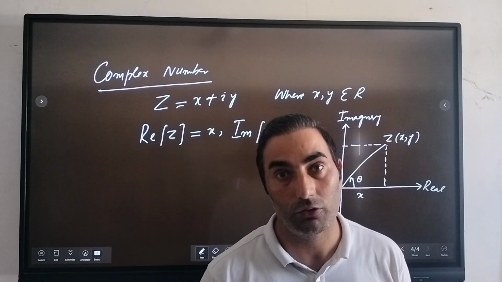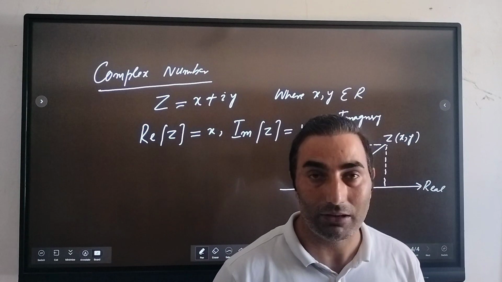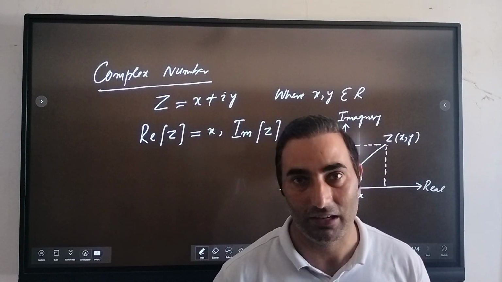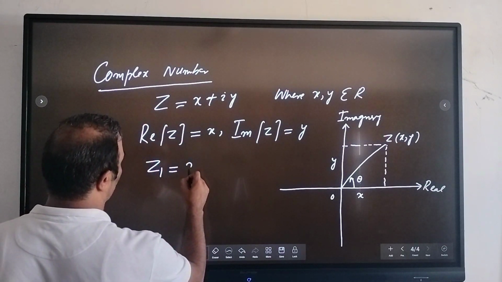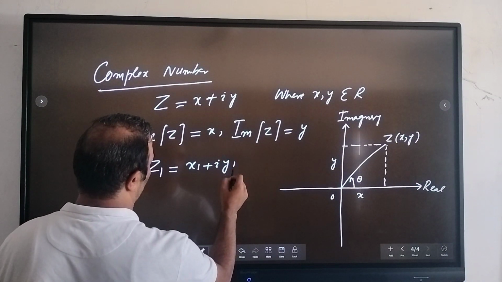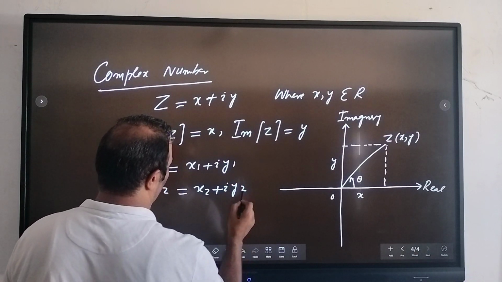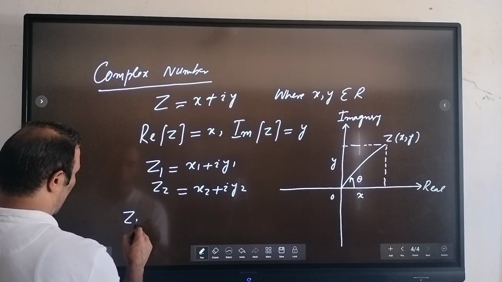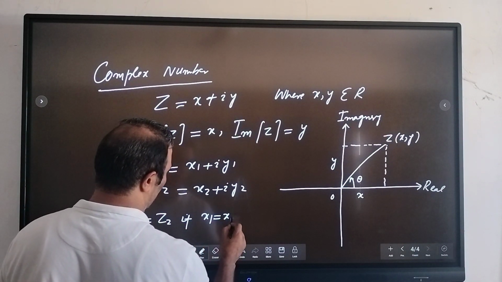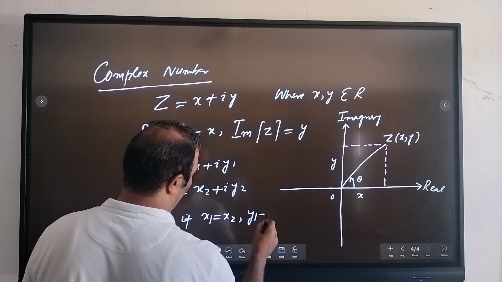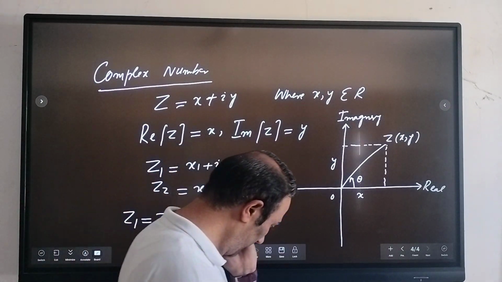Now, if we have two complex numbers z1 and z2, right? Then z1 will be equal to z2 if their corresponding real and imaginary parts are equal, right? So if we have z1 equal to x1 plus iota y1, and z2 equal to x2 plus iota y2, then z1 will be equal to z2 if x1 equals x2 and y1 equals y2. If these are equal, then we can say that z1 equals z2, right?